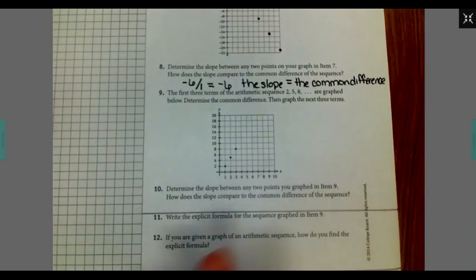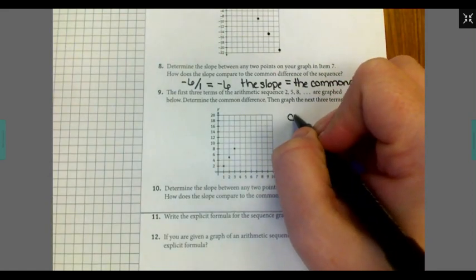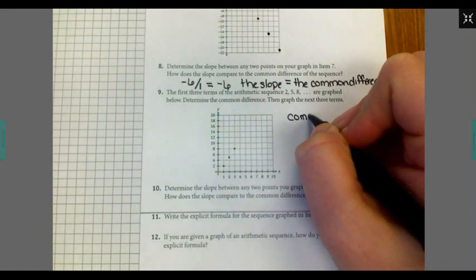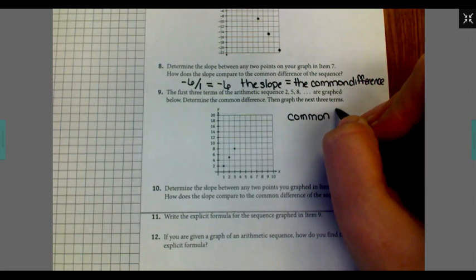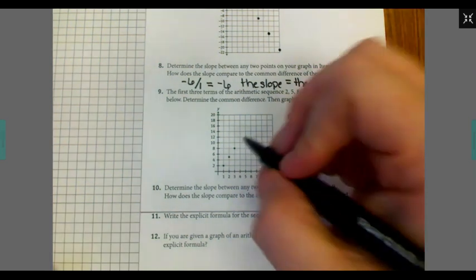Let's take a look at number 9. The first 3 terms of the arithmetic sequence, 2, 5, 8, are graphed below. Determine the common difference and then the next 3 terms. 2, 5, 8. Common difference seems to be +3 each time because we go from 2 to 5 by adding 3. We go from 5 to 8 by adding 3.